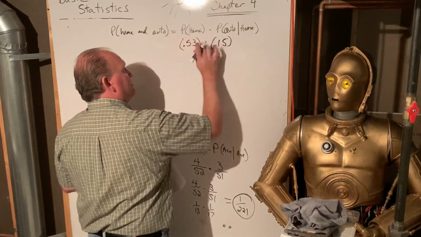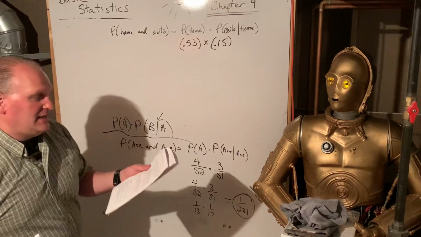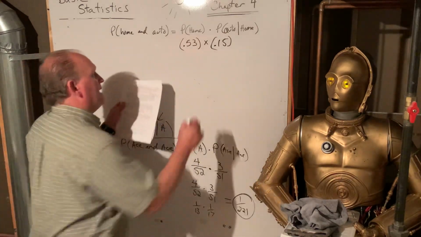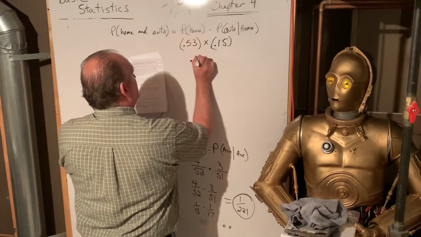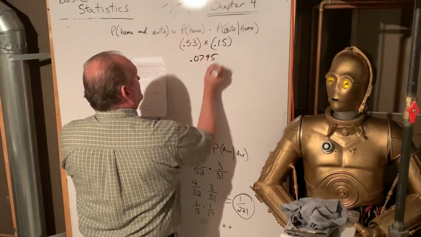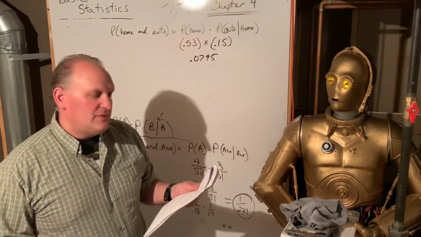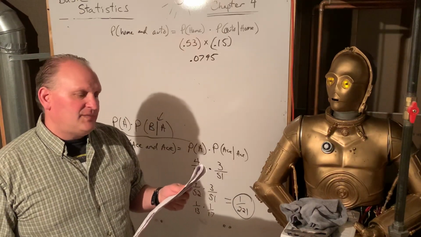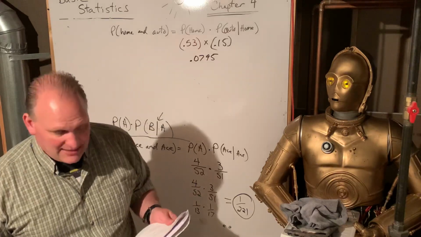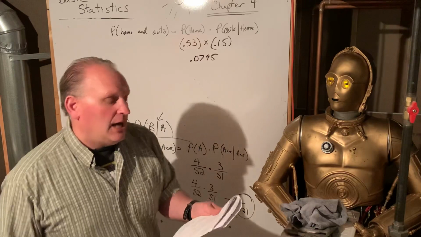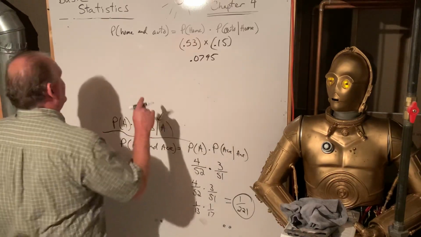Here, I'll make that into an old-fashioned times sign so you can see it. And so what is that? Still not very likely. Just about an 8% chance, right? 0.0795. If we rounded that to the hundredths place, 0.08, and then made it into a percent, multiplied by 100, we're talking about an 8% chance.